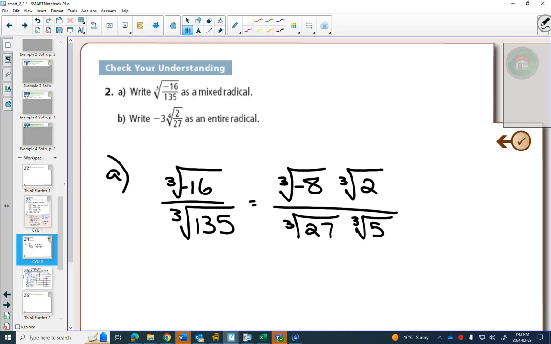But we found one that works. And the reason we find the numbers that work is because this allows us to simplify. Cube root of negative 8 is negative 2, and I would still have the cube root of 2 all over it. Cube root of 27 is nicely 3, and I would still have the cube root of 5.